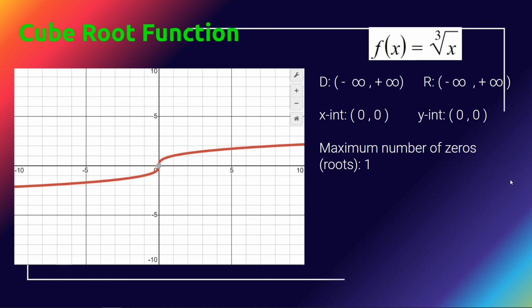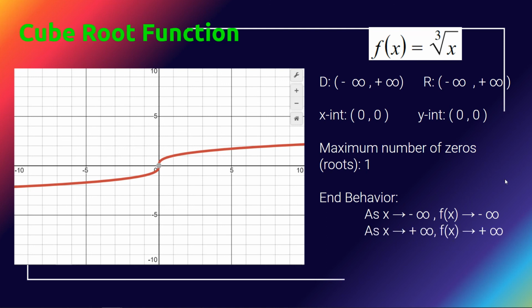No matter how much you move it up or down, it will only pass through that x-axis at most one time. In behavior, as x goes to negative infinity, y goes to negative infinity. As x goes to positive infinity, f of x goes to positive infinity. And it is continuous. And that's the end of these notes.